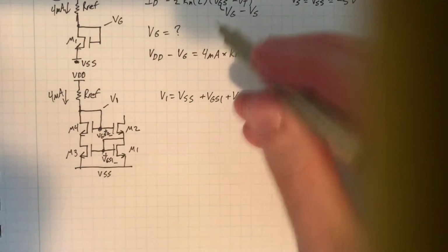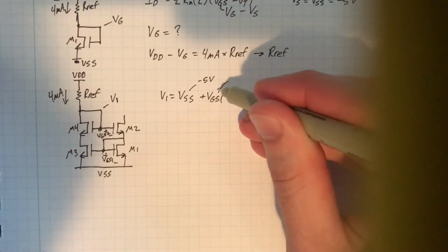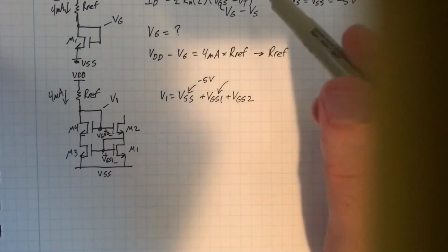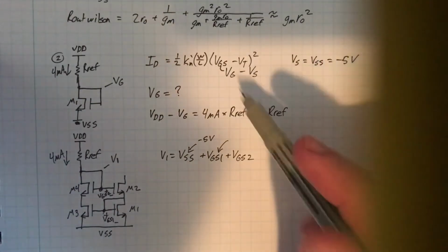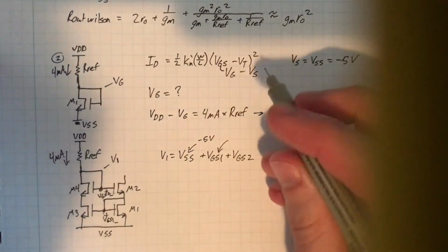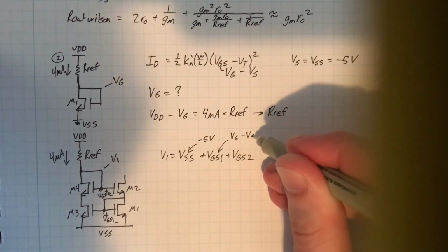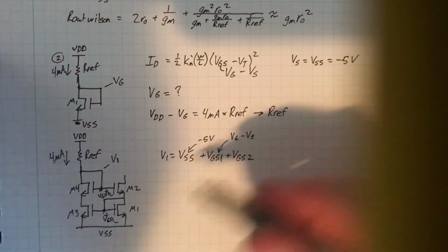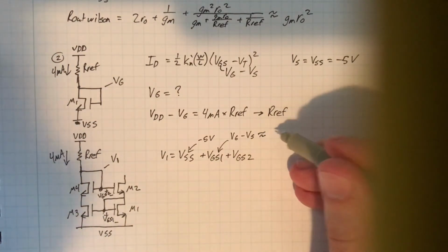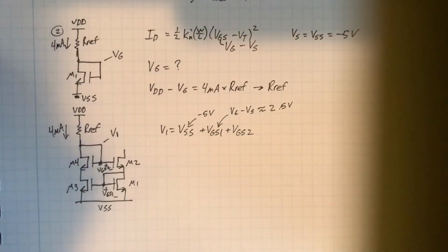So that's not too bad. We know VSS is minus 5 volts. VGS1 is the same as what we solved in the previous part. When you did this equation, you solved for VG. We can replace that with minus VS, where VS is equal to VSS, so minus 5 volts. And I think this comes out to around 2.5 volts total if you did this right, just for reference.